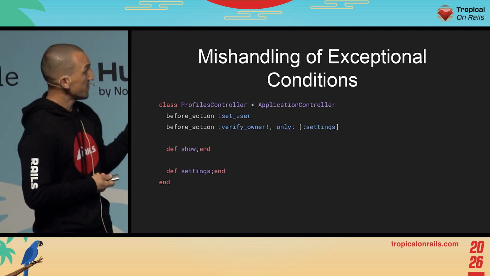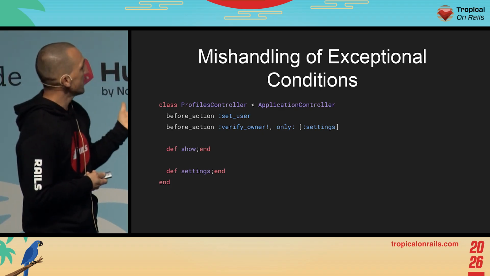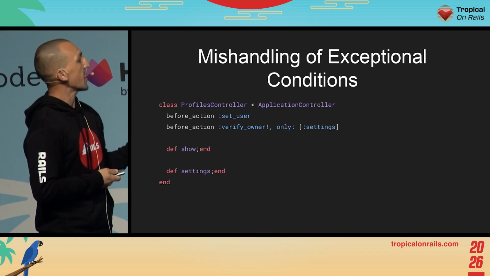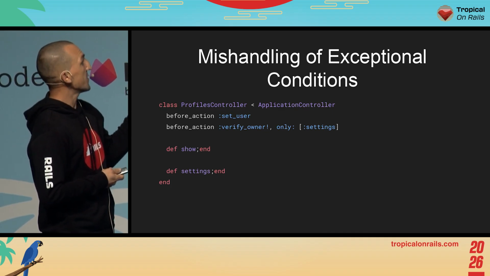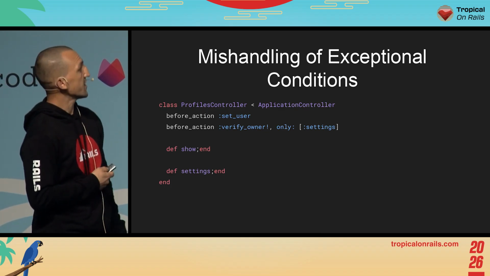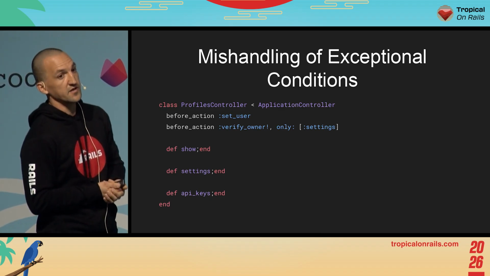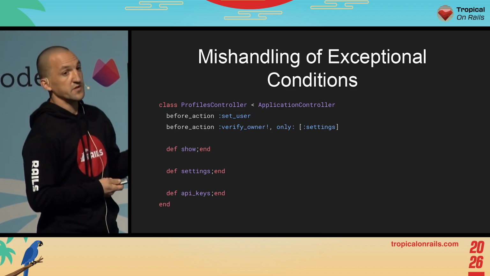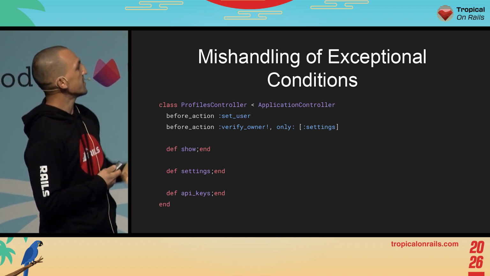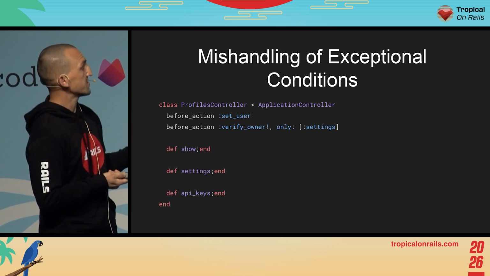In this next example, we have a controller with two methods, the show and the settings. The show is public, settings is private. We have a before action, so we verify the owner on the settings page, and then a few months later, somebody else adds a new method for displaying the API keys of this profile. This should be private, and the guy forgot, or the girl forgot, to update the before action. Now you are failing open because it's publicly accessible.